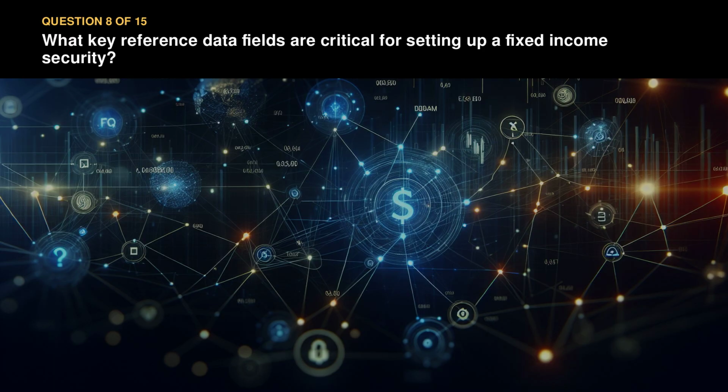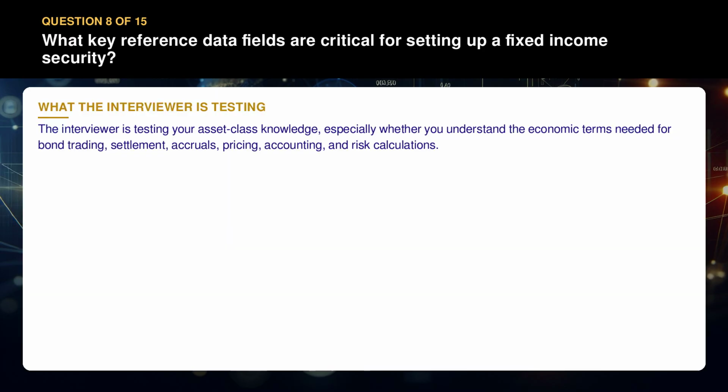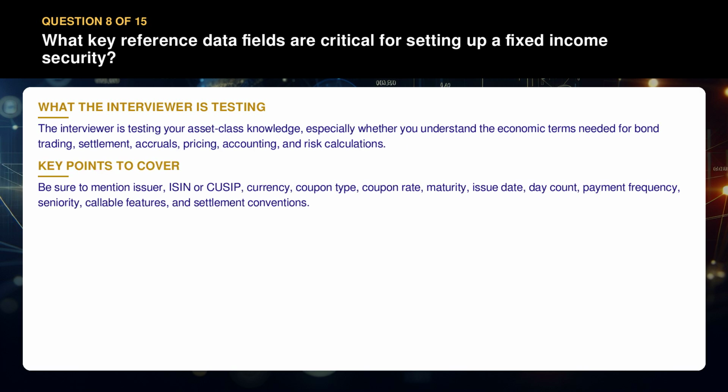Question 8. What key reference data fields are critical for setting up a fixed income security? The interviewer is testing your asset class knowledge, especially whether you understand the economic terms needed for bond trading, settlement, accruals, pricing, accounting, and risk calculations. Be sure to mention issuer, ISIN or CUSIP, currency, coupon type, coupon rate, maturity, issue date, day count, payment frequency, seniority, callable features, and settlement conventions.